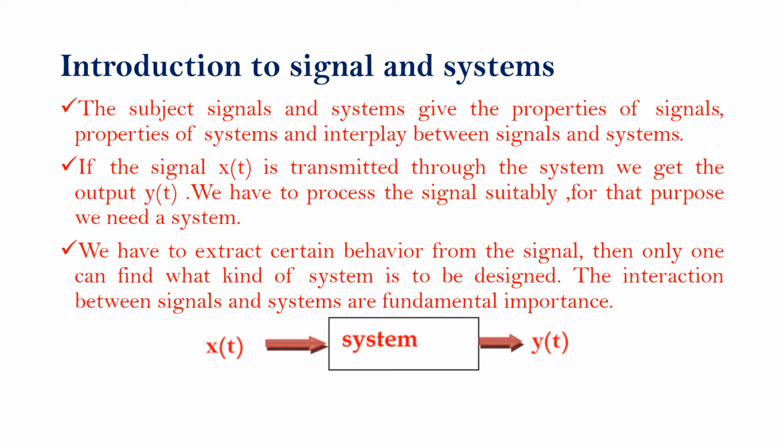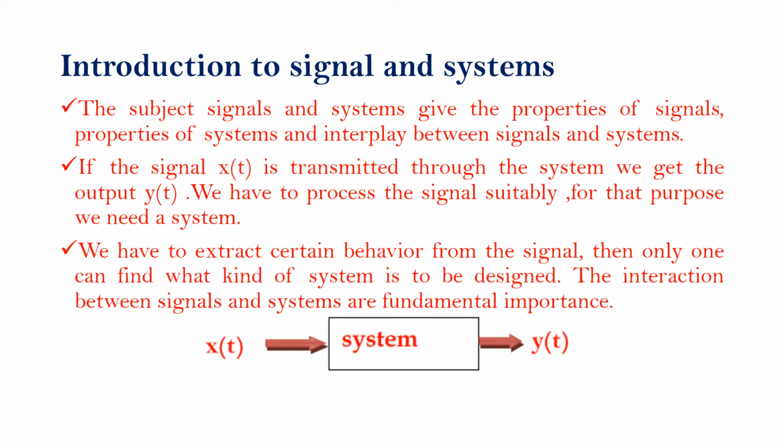The subject signals and systems gives the properties of signals, properties of systems, and the interplay between signals and systems, that is, the interaction between signals and systems. If the signal x of t is transmitted through a system, we get output y of t. We have to process the signal suitably. For that purpose, we need a system. Without a system, we cannot transmit the signal in a proper manner.